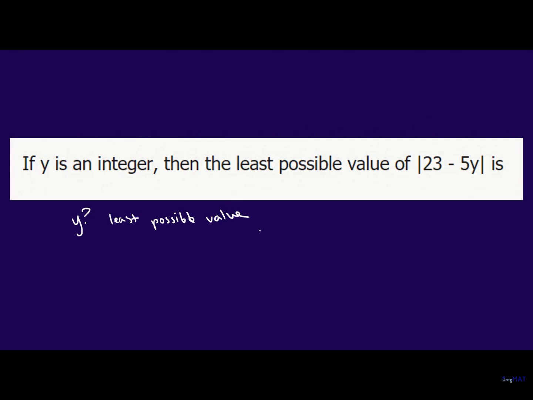All right, so first of all, if y has to be an integer, which is what they tell us, what is the smallest I can make this? If y equals 0, it's 23, not very small. If y equals 4, it's going to be 23 minus 20, which is 3. But if y equals 5, what do we get? 23 minus 25, that's going to be a negative 2, and that's going to be a 2. Can I make it smaller than that? No. If y is an integer, that's as small as I can make it.